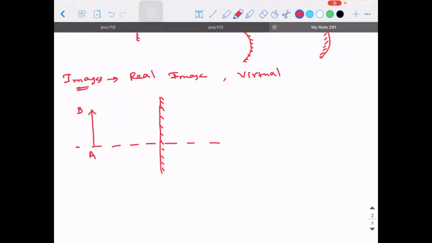Listen to it carefully. If I need to define the angle of incidence, then what is the most important line that I need to draw? Normal, sir. It is the normal. Most of them forget. Second, normal means I can draw a normal to the mirror anywhere, but I should draw it exactly at the point of incidence. That is the first point.